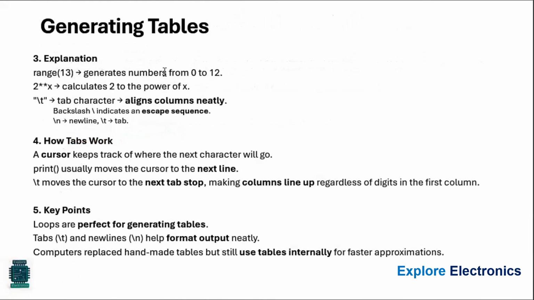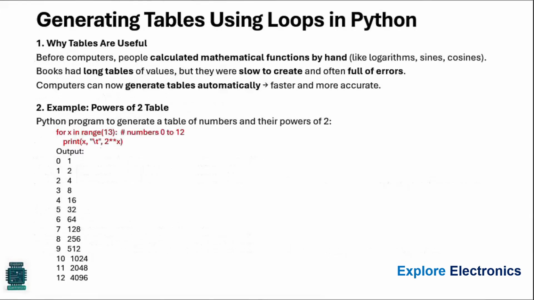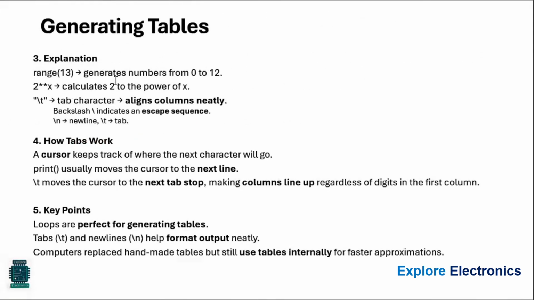Range 13 will generate the numbers from 0 to 12. And 2 exponent x means calculate 2 to the power of x. And backslash t is the tab character. It aligns the columns neatly.